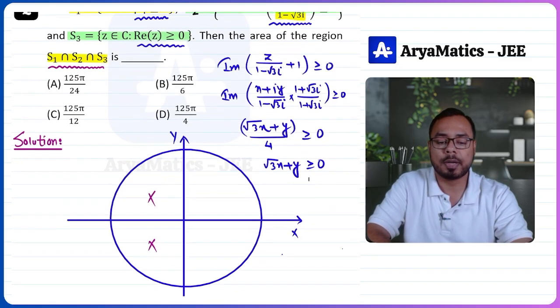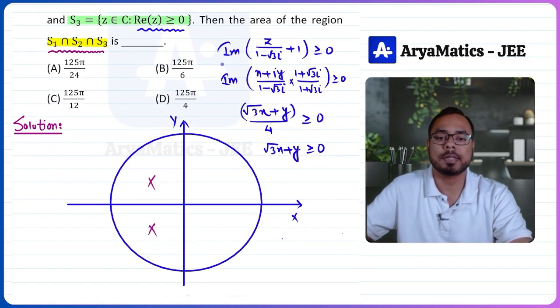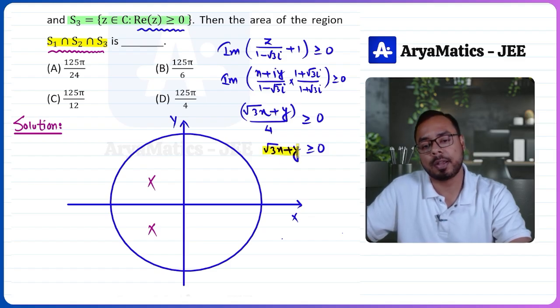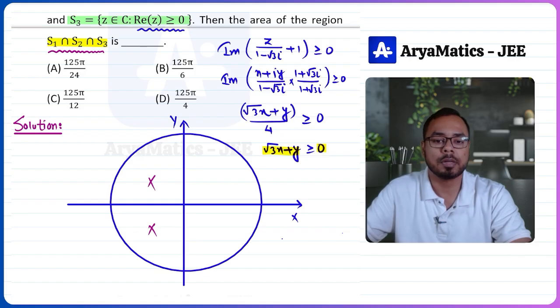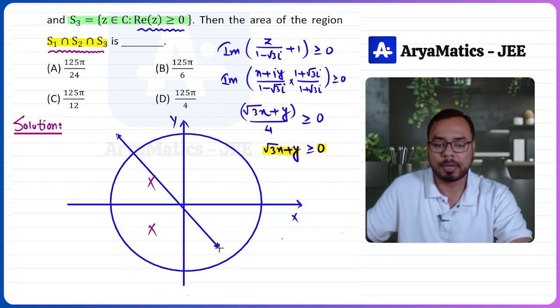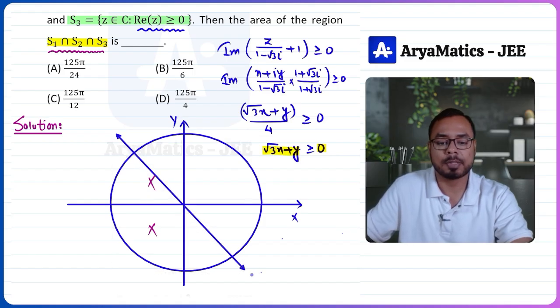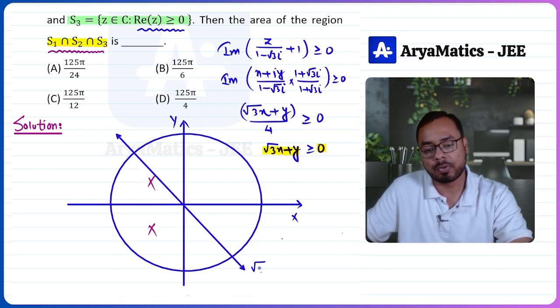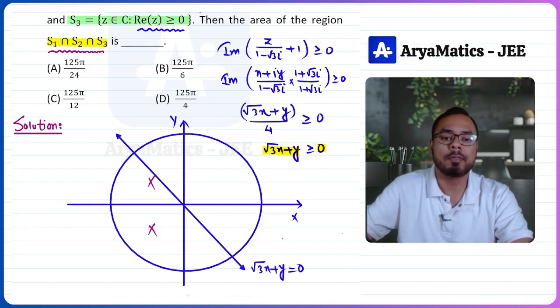Now this will represent, if I had equality sign here, then it will represent a straight line passing through origin, and the slope of line will be minus root 3. That means if I had equality sign here, then we'll get a straight line passing through origin. This is the equation of line root 3x plus y equals to 0. Now here we have the inequality that this should be greater than 0.